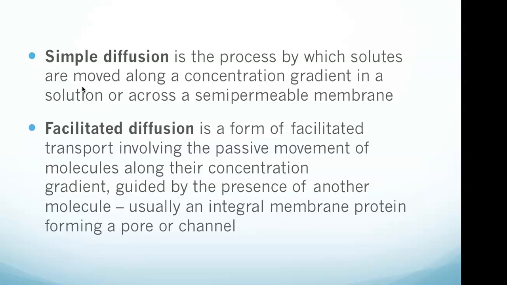Facilitated diffusion is a form of facilitated transport involving the passive movement of molecules along their concentration gradient, guided by the presence of another molecule, usually an integral membrane protein, forming a pore or channel. Facilitated diffusion does not directly involve high-energy molecules like ATP or GTP, since the molecules are moving along their concentration gradient. Simple diffusion requires no membrane. Facilitated diffusion involves molecules that diffuse through membrane channels.